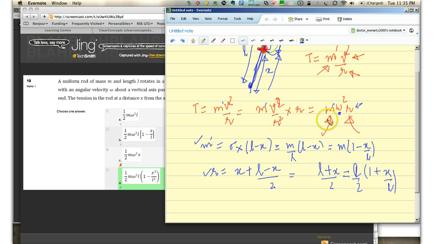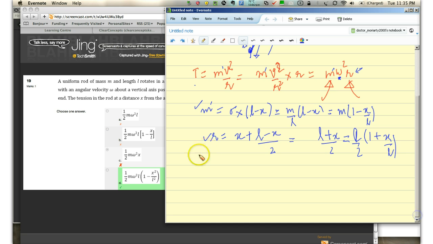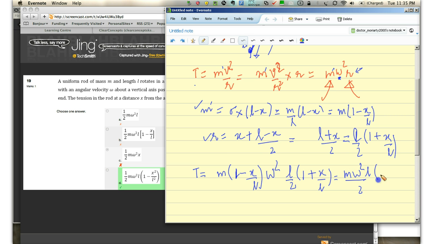Plug these values into the tension equation, and you get T equals m prime, which is m times 1 minus x by L, times omega squared times R, which is L by 2 into 1 plus x by L. If you simplify this, you will get m omega squared L by 2 into 1 minus x squared by L squared, which is the correct option given. If you still don't understand it, do let me know.